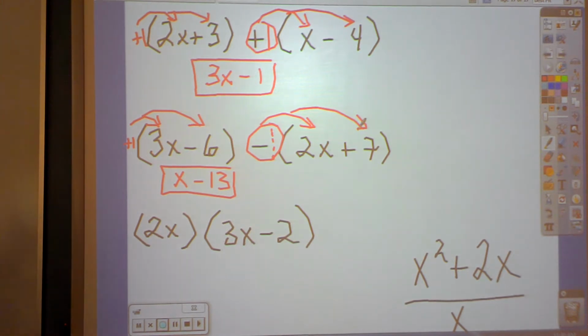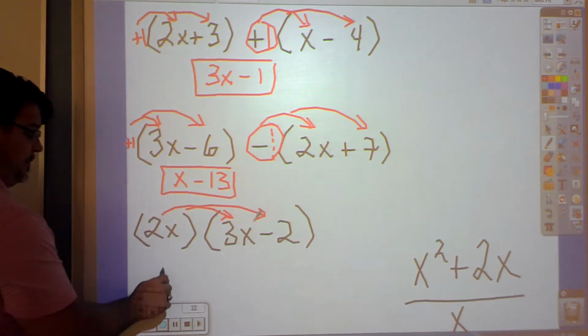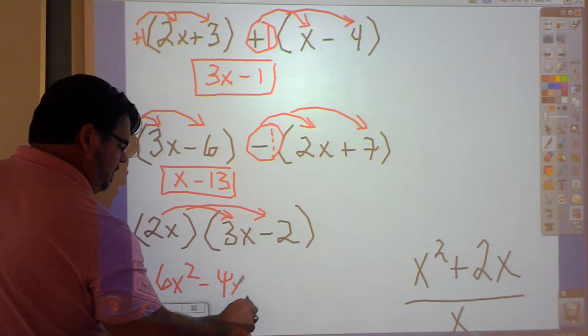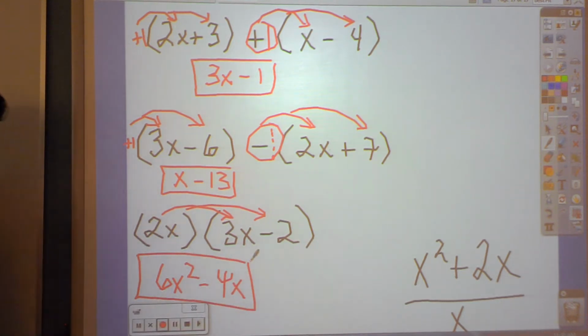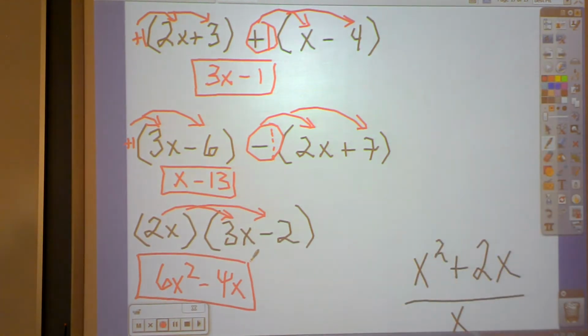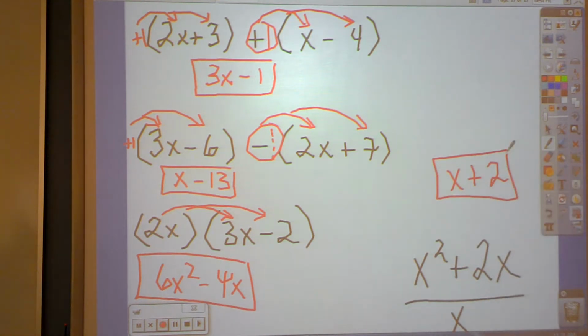What about this one? Distribute, what do you get? 6x squared minus what? 4x, and everybody's happy. That's just your old distributive law and combining like terms, adding exponents. And then what do you get here? Subtract your exponents. Again, this is stuff that y'all learned back in pre-algebra and algebra 1.